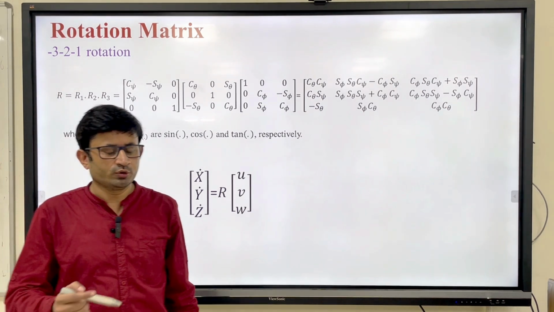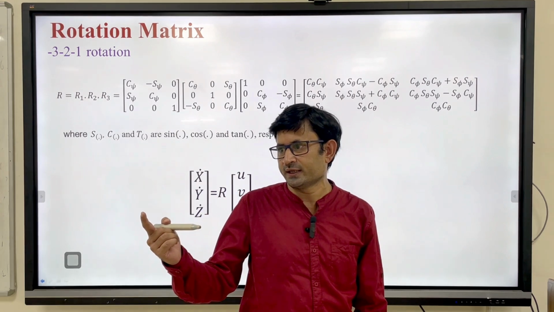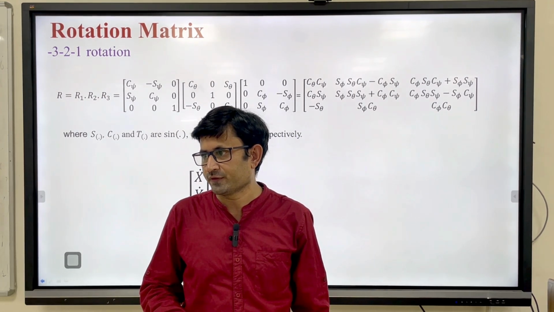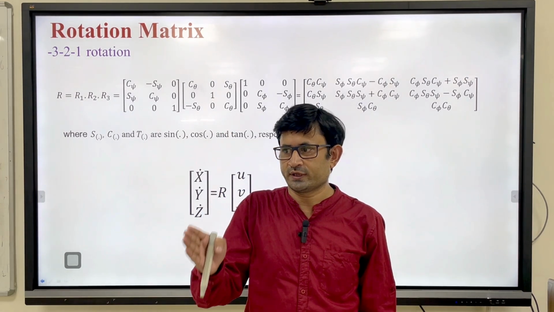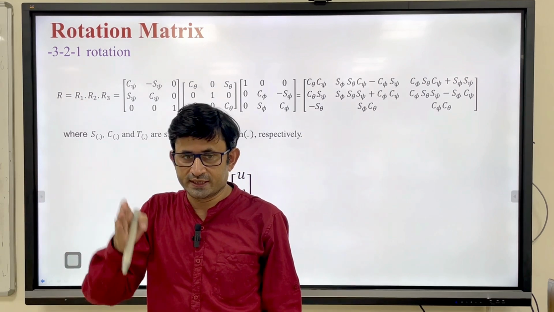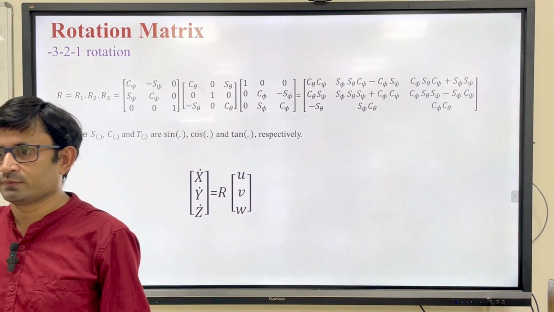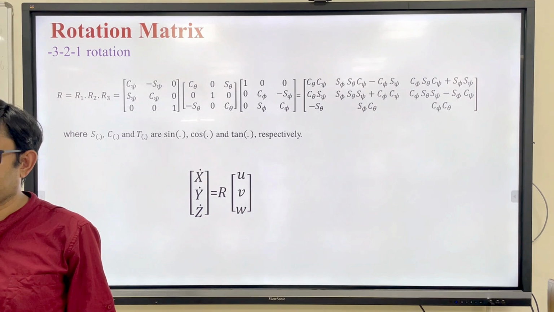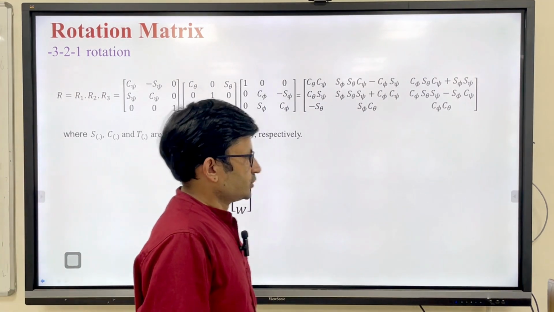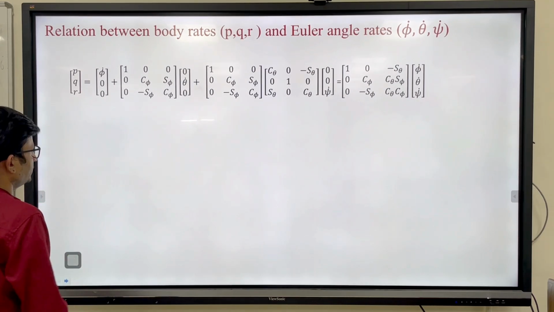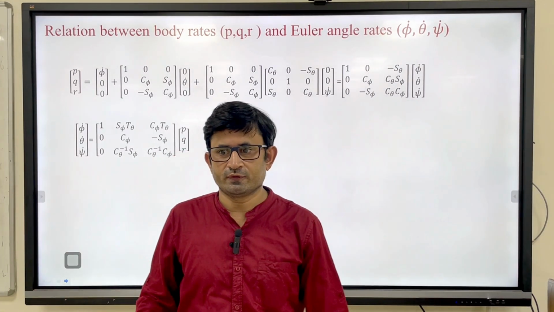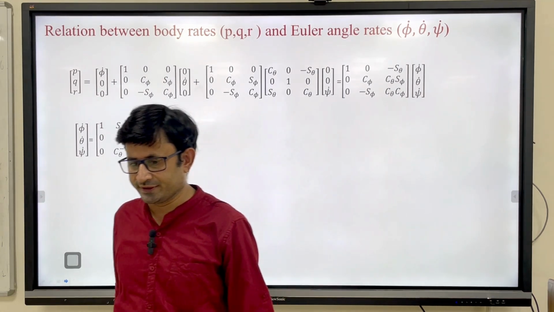You cannot measure the position in a body frame. The moment you measure, things will change. So that is why you have to transform the quantity from body to inertial. That is the importance, because in the inertial frame you can apply Newton's law. So the rotation matrix is clear, right? So now I have established the relation between inertial to body to inertial, right?